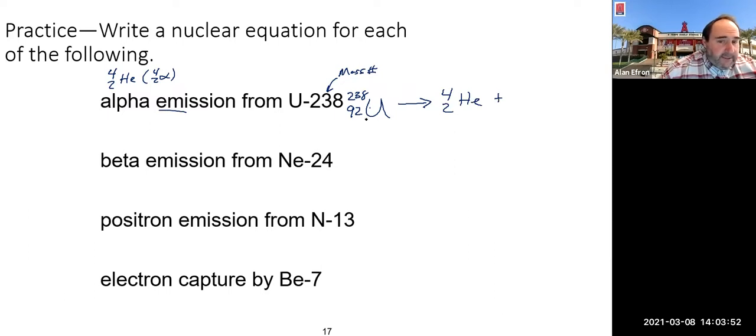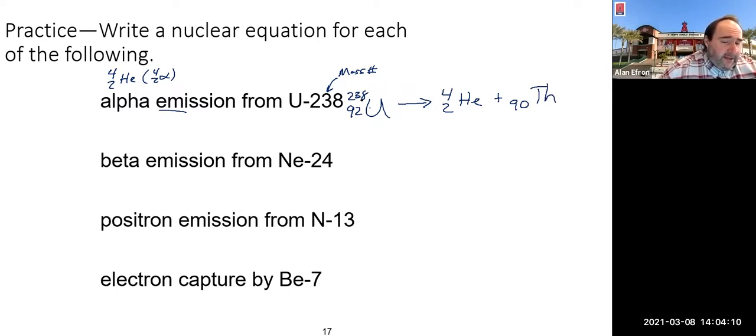Missing atomic number is going to be helpful here. On the left-hand side, I got 92. Right-hand side, I got 2. If I subtract that, that is 90. Again, I would go back to my periodic table and find number 90. It looks like Th.